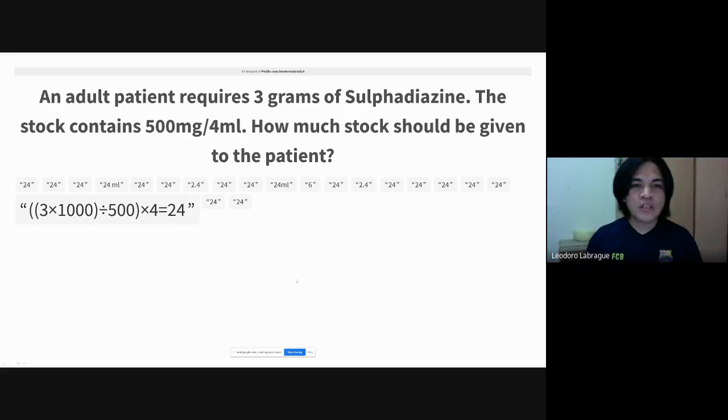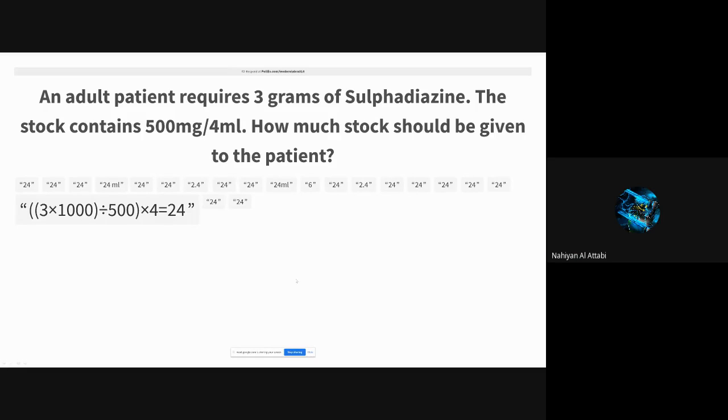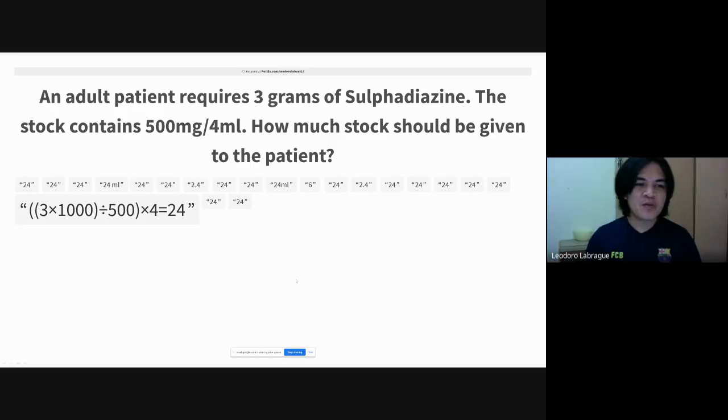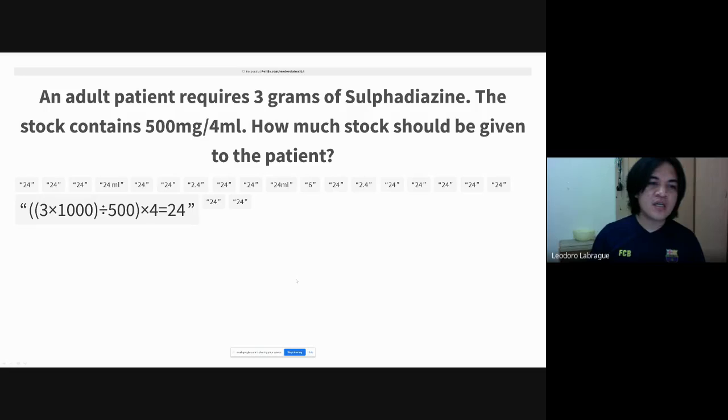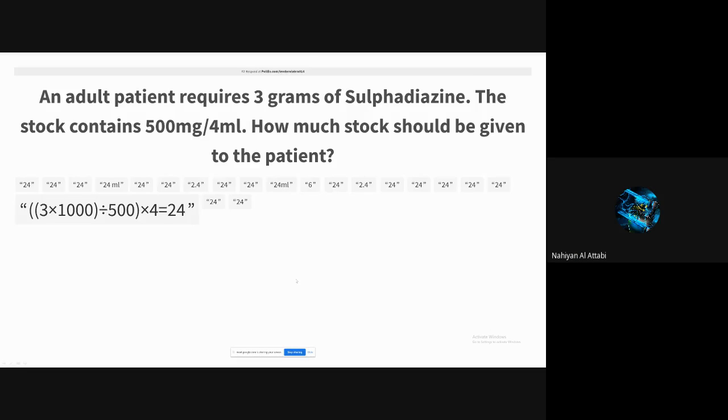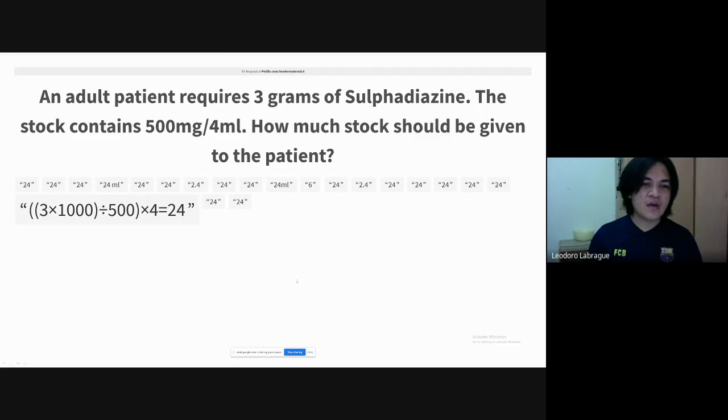24. How did you come up with 24 ml? 30 grams multiplied by 1000 first to transfer it to milligram. Then 30,000 divided by 500, multiplied by 4. So the answer is 24 ml. Very good. The one who said this answer incomplete, thank you, Ayan.